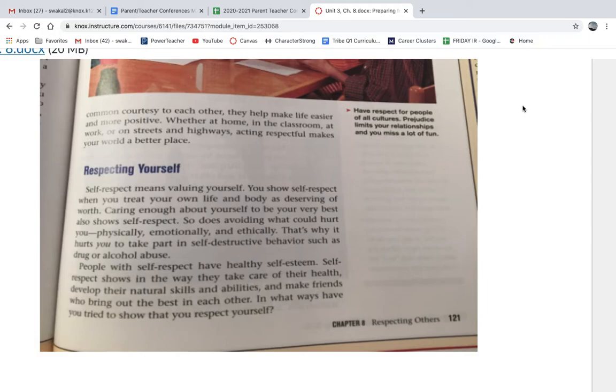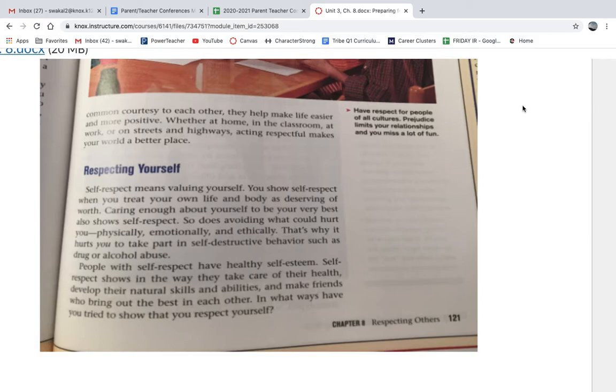I'm just going to read that one again. That's why it hurts you to take part in self-destructive behavior such as drug or alcohol abuse. People with self-respect have healthy self-esteem. Self-respect shows in the way they take care of their health, develop their natural skills and abilities, and make friends who bring out the best in each other.